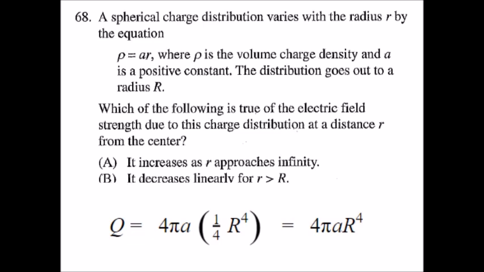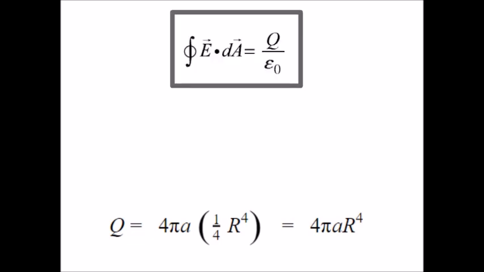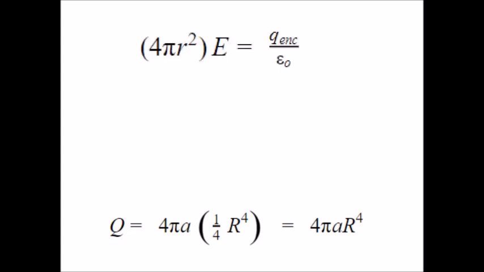A question nobody asked. Again, what are we trying to find? We're trying to say which of the following is true of the electric field strength due to this charge distribution at a distance r from the center. And we know the total charge on the sphere. Wait a minute, so how do I find the electric field? Once again, we're going to Gauss. And the good news is you can use Gauss's law. Closed integral E dA is equal to Q over epsilon naught, which means the flux, the area times the electric field. I told you to think about that spherical surface.